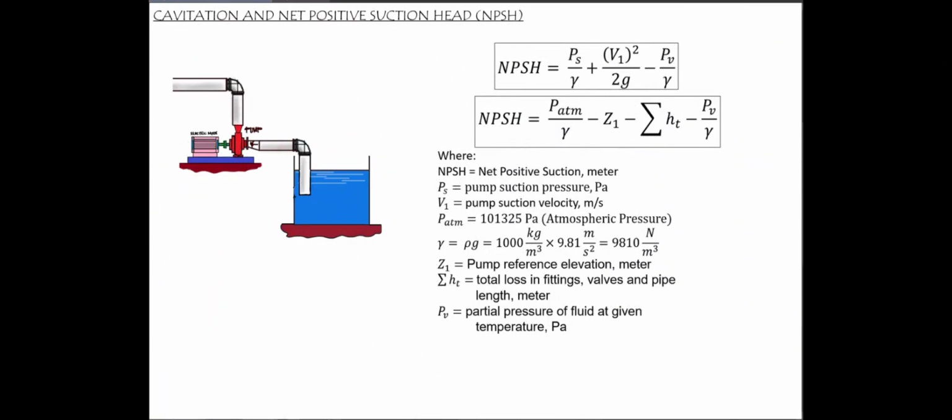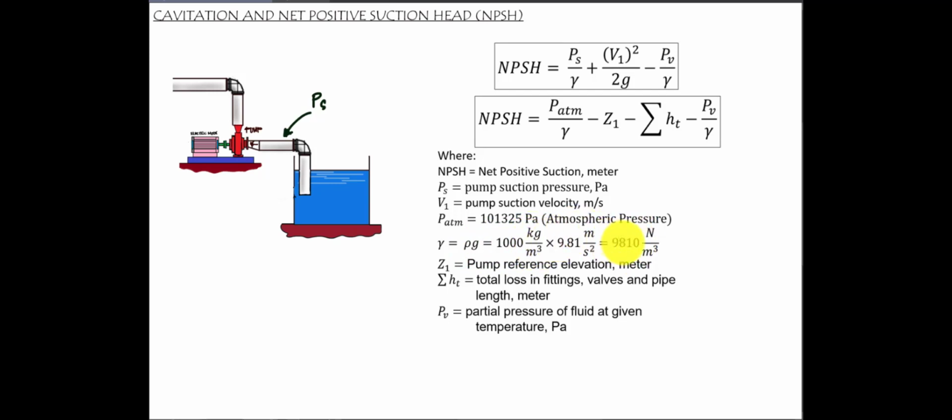Now, to get the net positive suction head available, we have this equation. Net positive suction head available is equal to the suction pressure, PS, at the suction pipe of the pump, divided by the specific weight, which is given by the density times the gravity, equal to 1000 kg per cubic meter times 9.81.